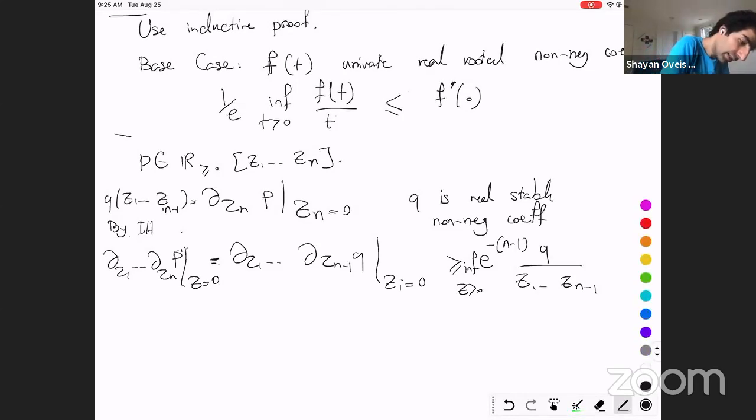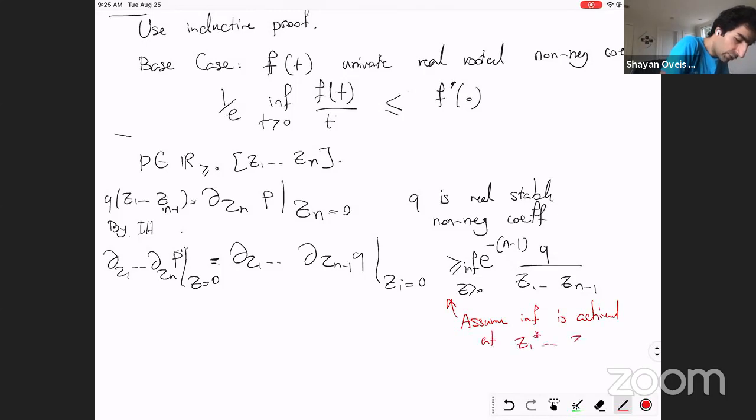Assume the infimum is achieved at z1 star all the way to zn minus 1 star. I should say I'm cheating a little bit here because this is an infimum. It may not be achieved. To really do the argument correctly, you have to do an epsilon delta analysis. I'm not going to do that; you can do it for yourself. Let's just say it is achieved at z1 star up to zn minus 1 star.